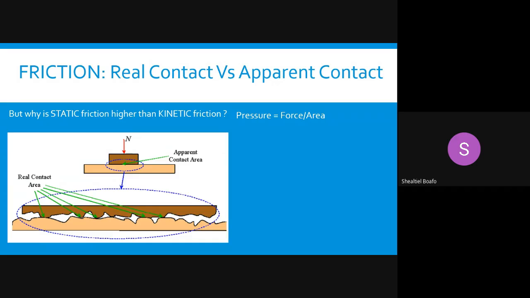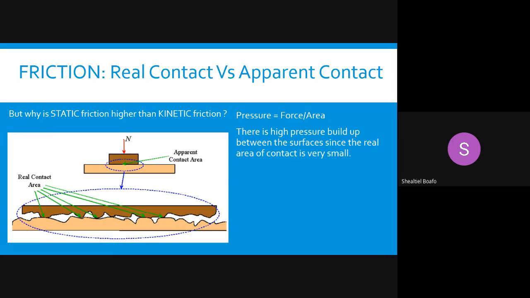We realize that pressure is force over area. The force here is the weight of the body resting on the surface below. So that will be our force in this case. Now, the area is what changes in the two cases. Where there's apparent contact and real contact, we are looking at what is happening in reality. In reality, the area of contact is actually smaller than what we perceived in the apparent contact.